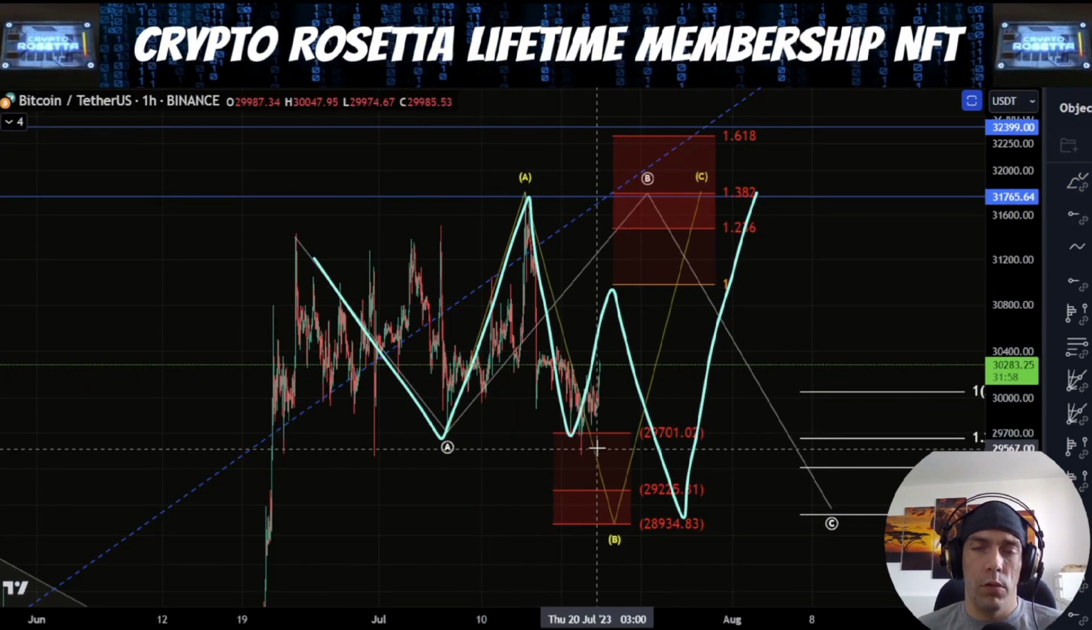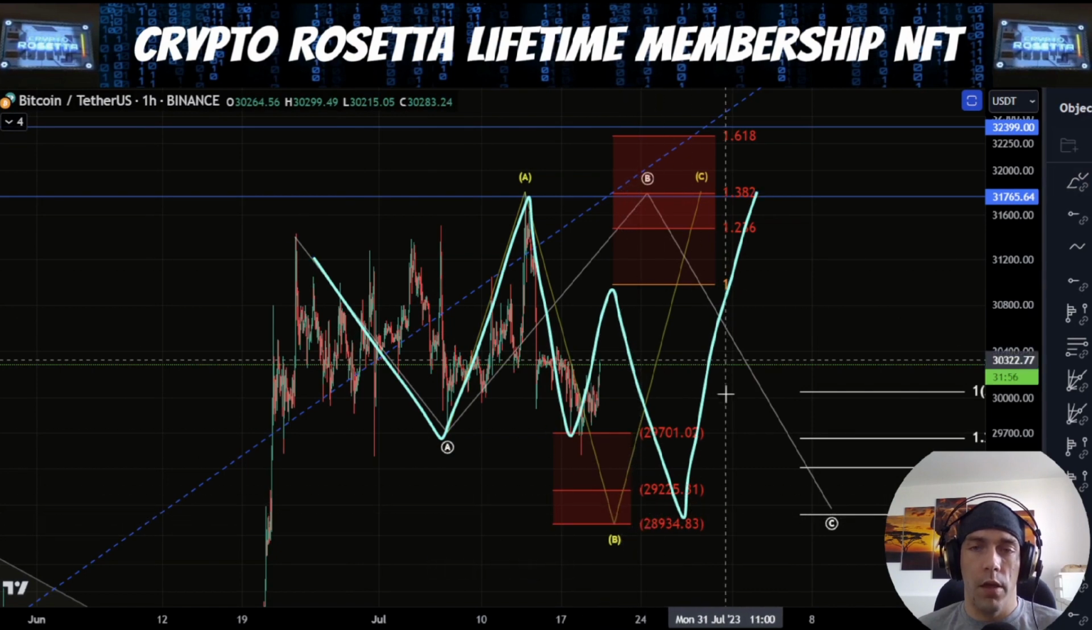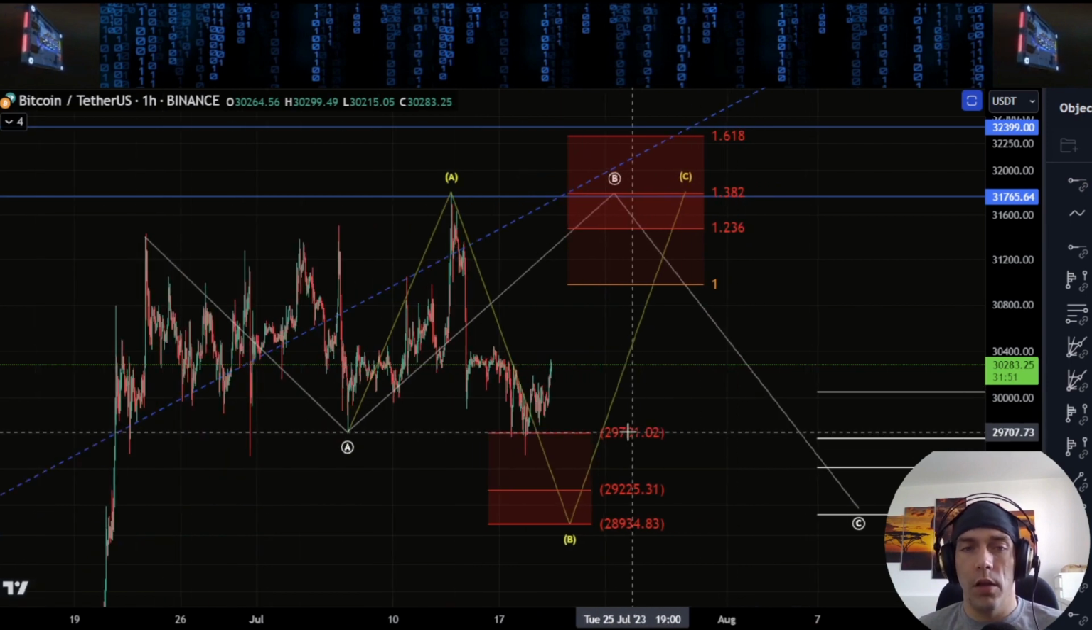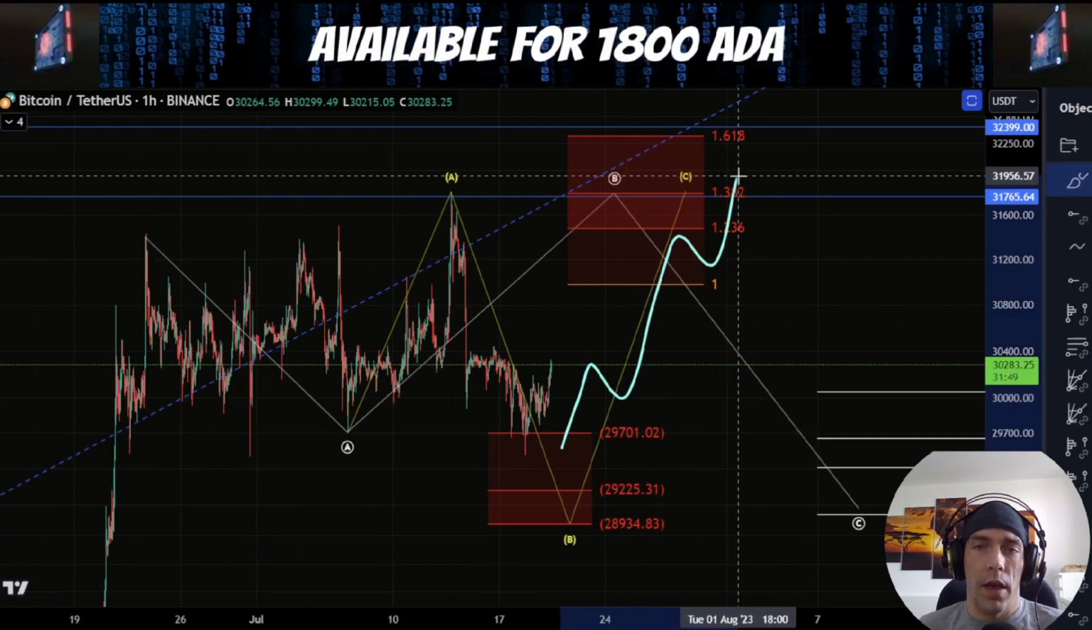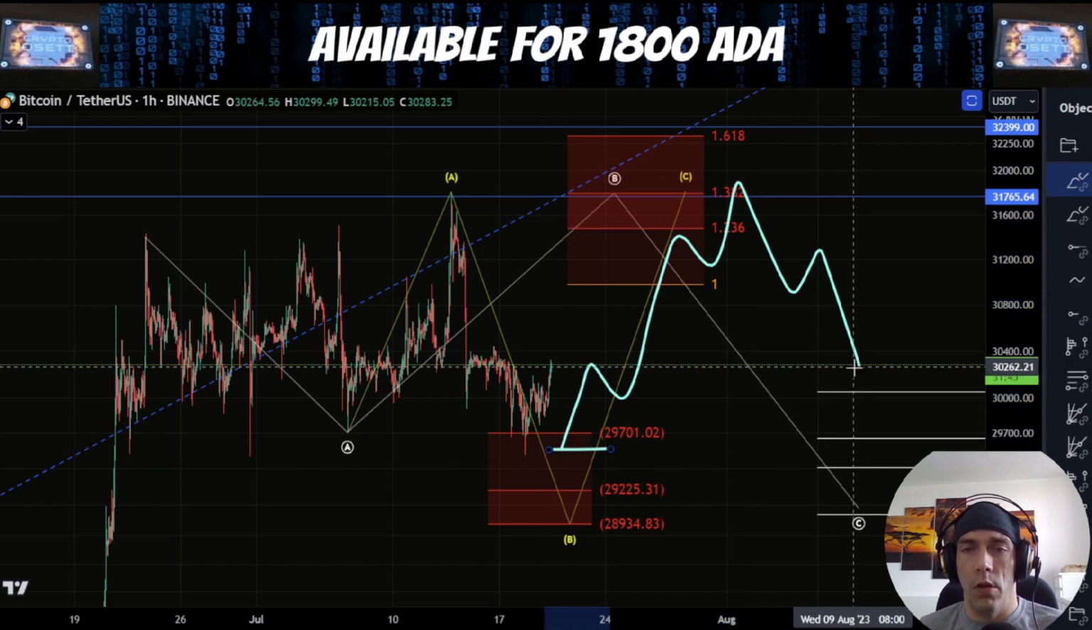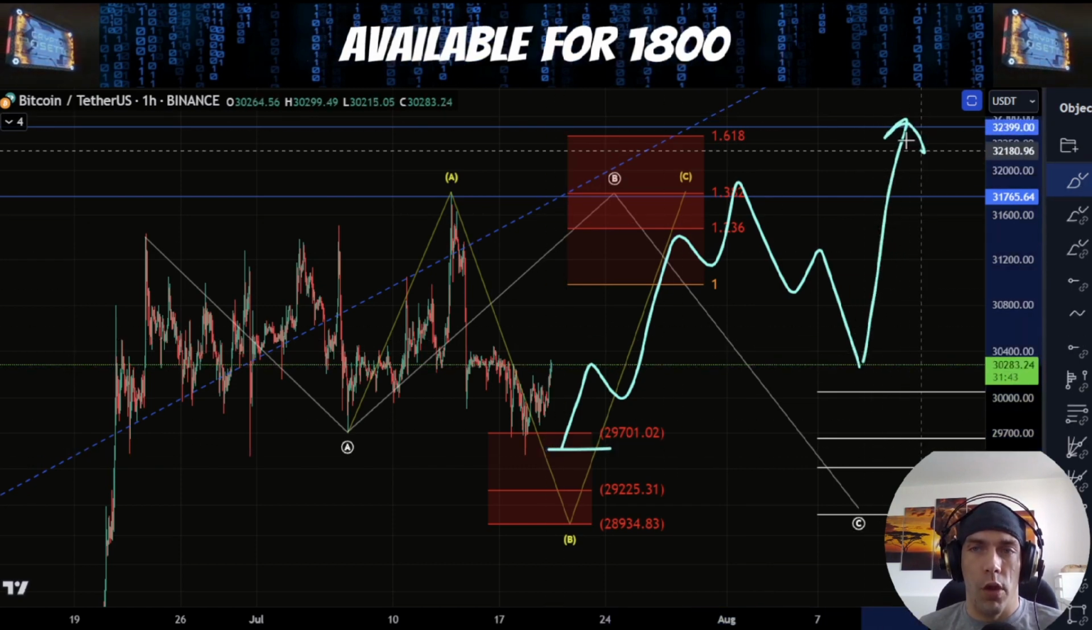Even if we do look to reverse from this lower area here, if we get a 5-wave move up, we just need to be careful, because the only way we're going to get confirmation of this being a trending move is if we get 5 waves up, 3 waves down, hold this low, and then see that continuation afterwards.